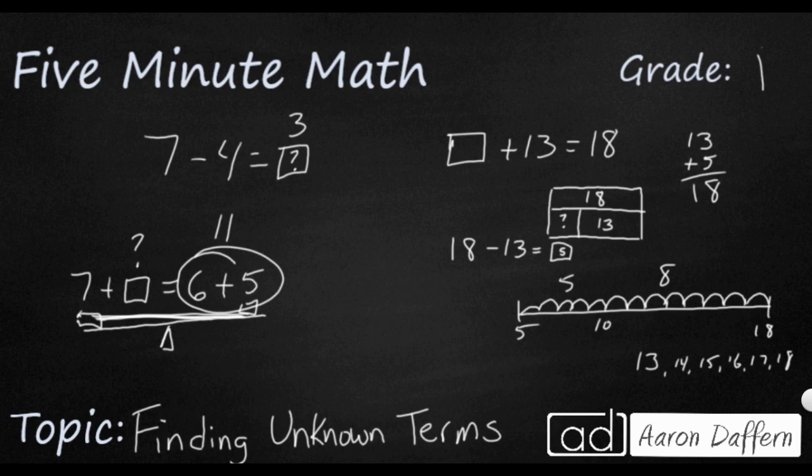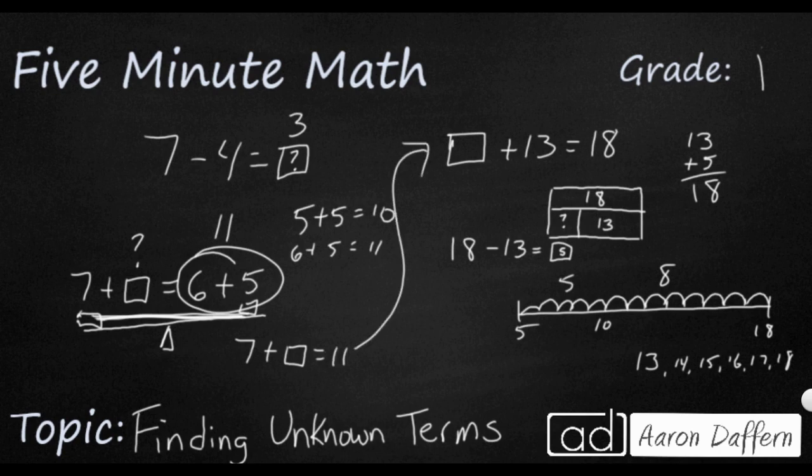We know that. That's a doubles plus 1 fact. 5 plus 5 make 10. So if I've got 6 plus 5, it's going to be that 10 plus 1 more, that's 11. So let's rewrite this equation here. 7 plus an unknown number equals 11. Well, look, it looks just like this right here. So we know how to solve that now.